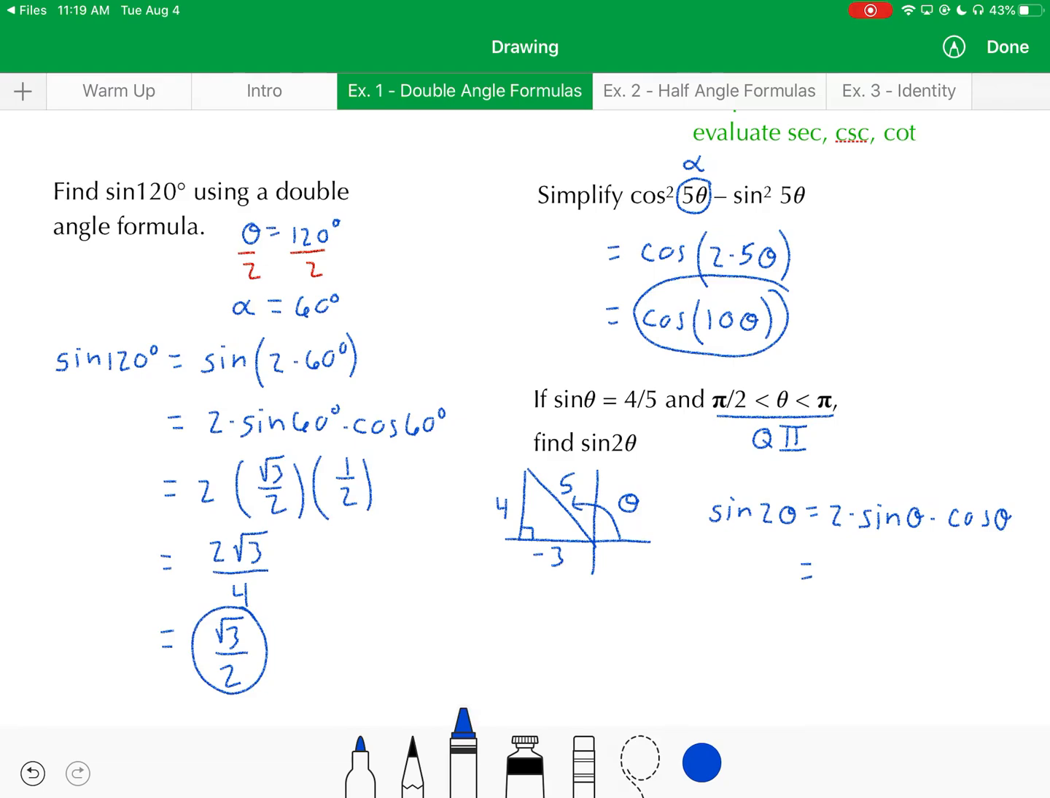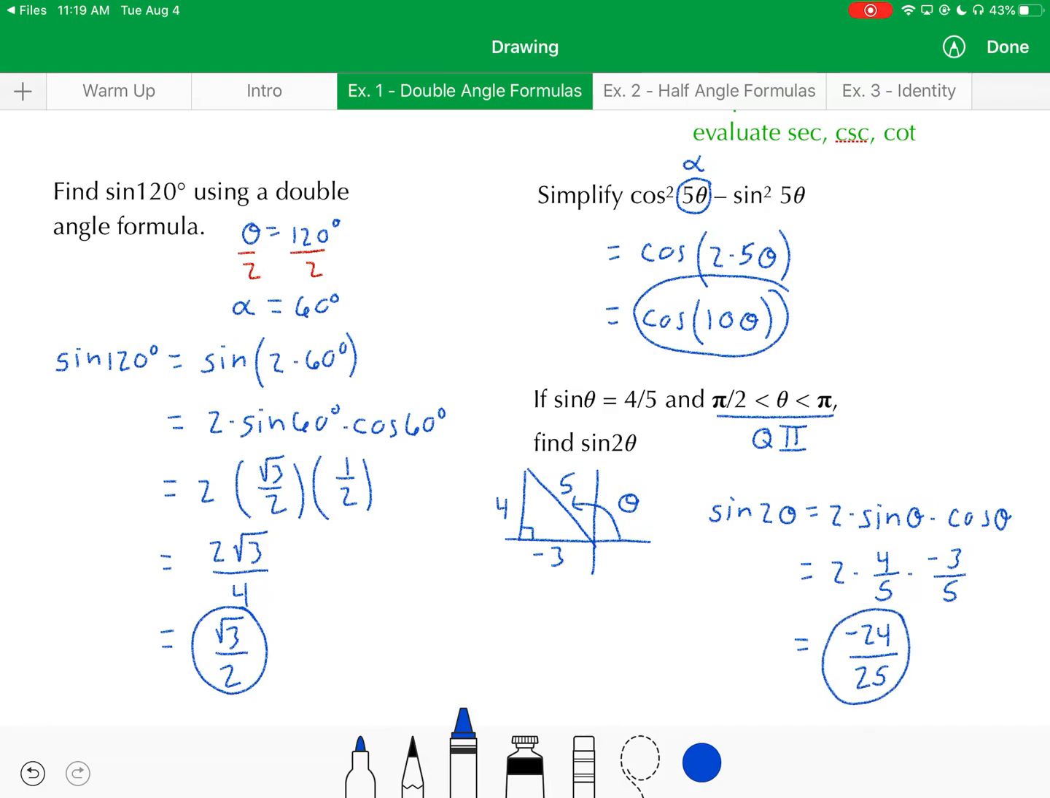Now I already know the sine of theta to be 4/5. But the cosine of theta, I was not directly told. That's why I drew the picture out. With the picture, I can tell you that cosine is equal to -3/5 here. Okay, so now multiply that all out, and you'll end up with -24/25 for the value of sine of 2 theta.